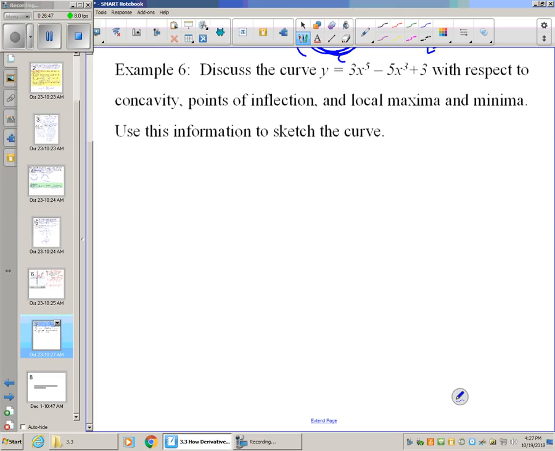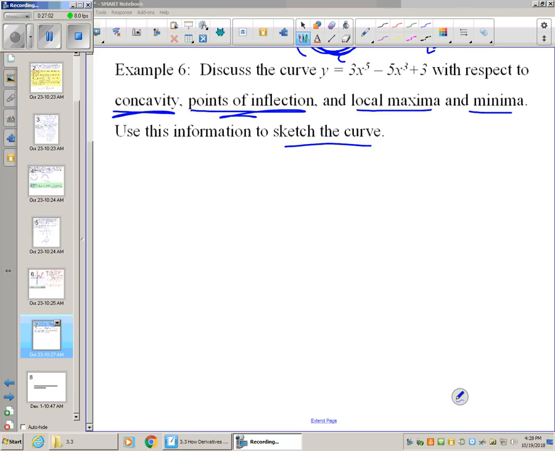Discuss the curve 3x to the fifth minus 5x cubed plus 3 with respect to concavity, points of inflection, and local max and minimum. Use this information to sketch the curve. All right. In order to talk about concavity, points of inflection, and critical points, we need to find the first derivative and the second derivative and set each equal to 0 so we can compare.